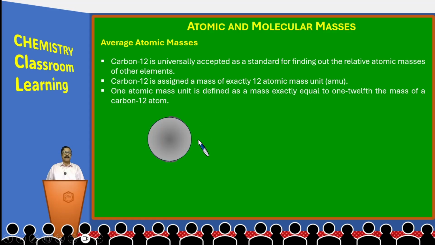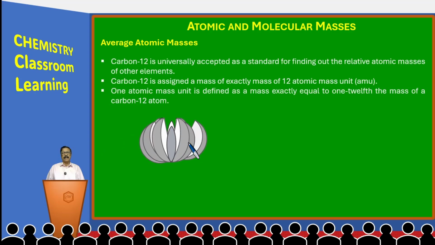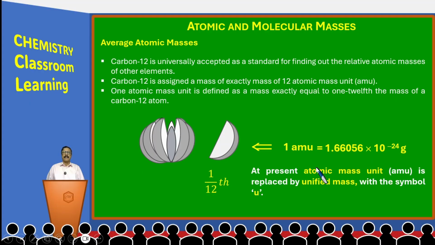Just imagine that I am cutting a carbon atom using a knife into exactly 12 equal pieces. And now I am taking one out of that, and this part is 1/12 of the carbon atom, and this is taken as 1 AMU. 1 AMU is equal to 1.66056 × 10^-24 gram. At present, atomic mass unit, that is AMU, is replaced by unified mass with the symbol u.